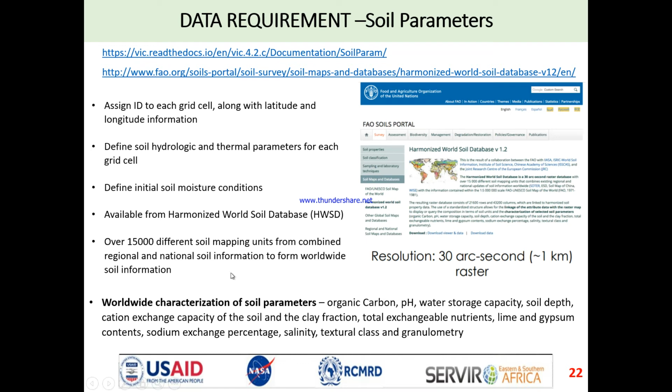And there are around 15,000 different soil mapping units from combined regional and national sources, in this worldwide, and these are available in a 1 kilometer raster file from World Soil Harmonized that was organized by FAO. And these soil parameters that the model needs are in terms of organic carbon, pH, water storage capacity, soil depth, ion exchange capacity of the soil, and the clay fractions. The total exchange nutrients, lime that you need, the salinity level, textural classes, and all the soil parameters, the soil data should contain all these parameters that the model needs.